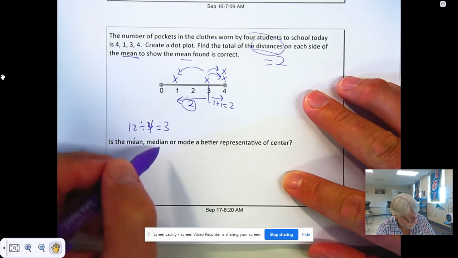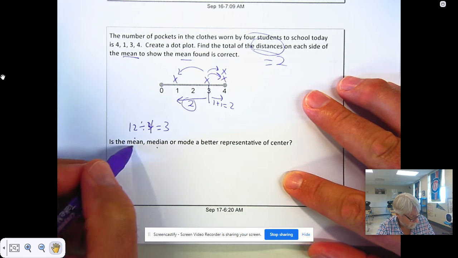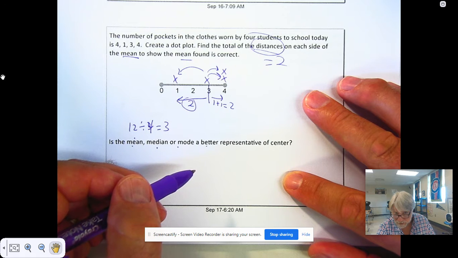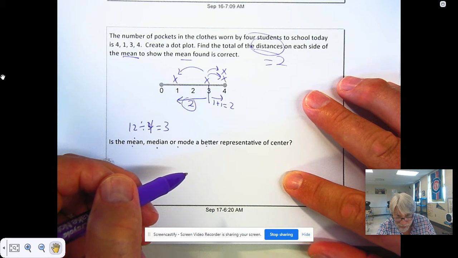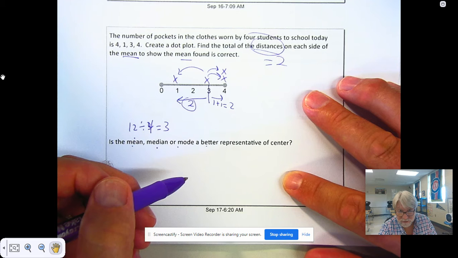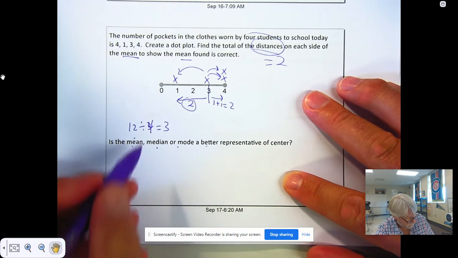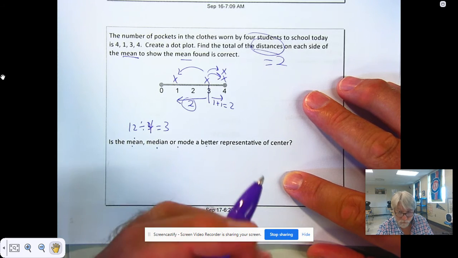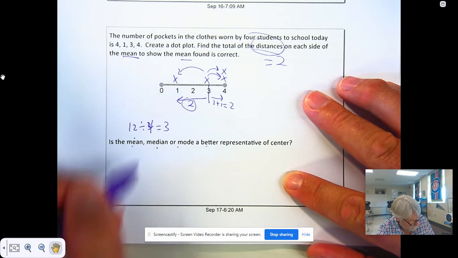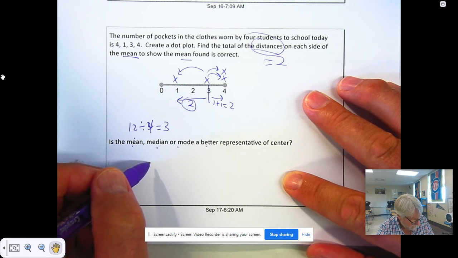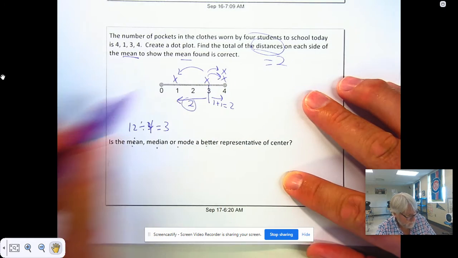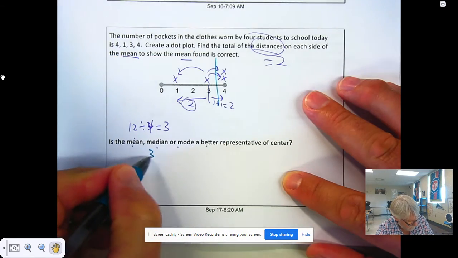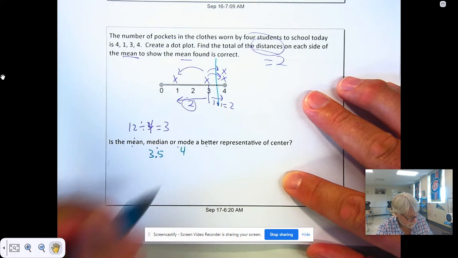Take a moment, find the median, and determine if the mean, median, or mode is the better, maybe we should say best because we're comparing 3 things, representation of center. So we already found, you paused the video, and now you're back. Welcome back. So mean was 3, median, we got 2 numbers above 3.5 and 2 numbers below 3.5, and the mode is 4.